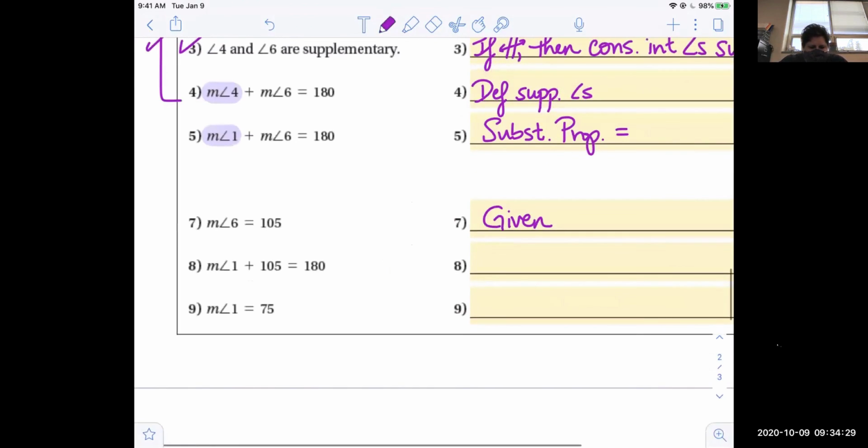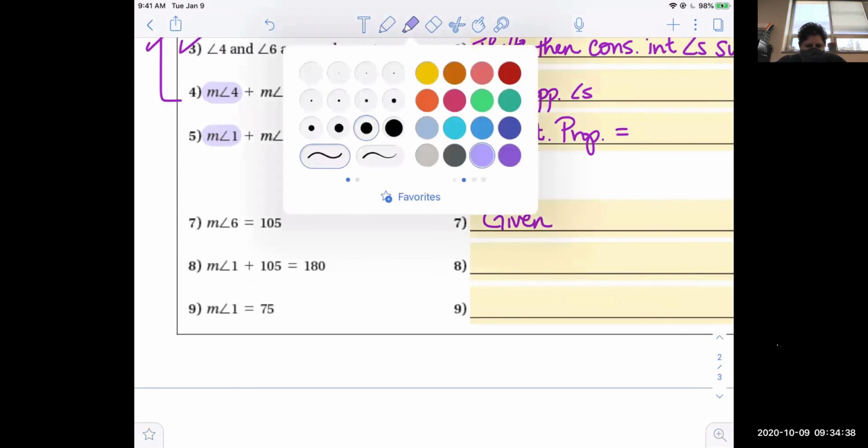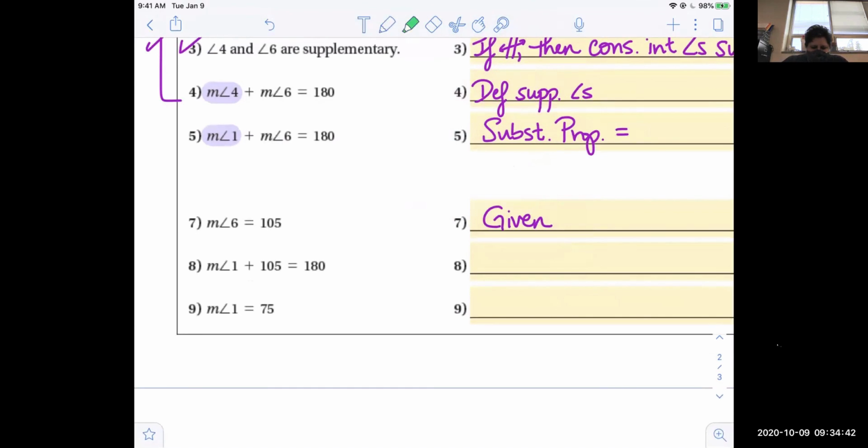Okay, where is step 8? Oh, notice I removed step 6 because it was something that didn't matter. It was totally irrelevant, so I just took it out. You're wondering what happened to step 6. Okay, what's going on to get step 8? Catherine, what are you substituting? 105 is the measure of angle 6, so just replace that. And again, that would be substitution.